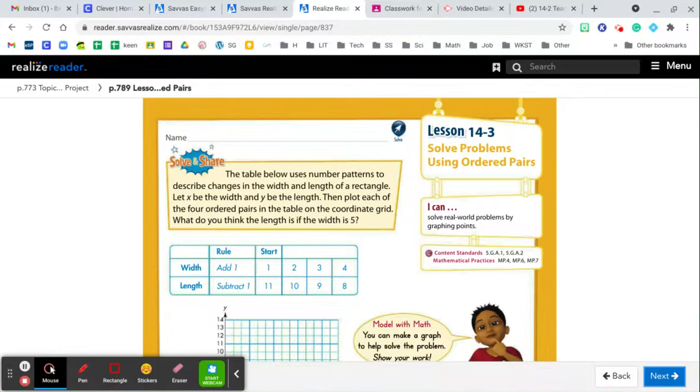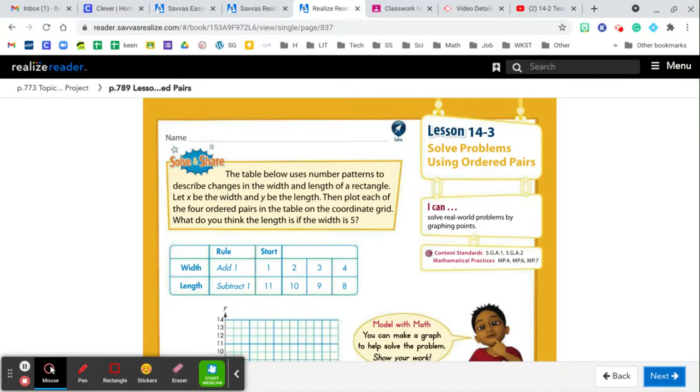Right, today we're doing lesson 14-3, solve problems using ordered pairs. We're going to apply what we learned in the previous two lessons. The table below uses number patterns to describe changes in the width and the length of a rectangle. Let x be the width and y be the length. Then plot each of the four ordered pairs in the table on the coordinate grid.